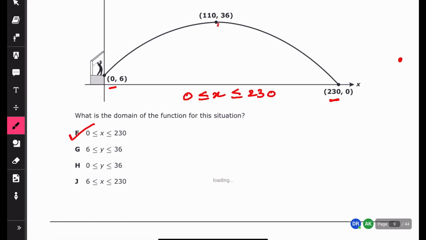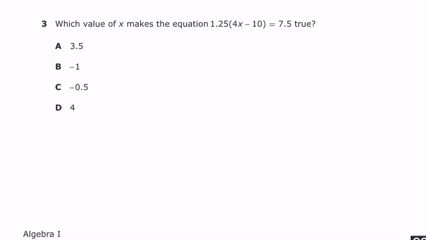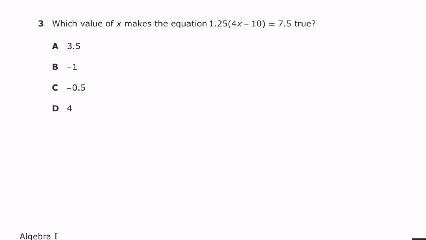Next, which value of x makes the equation 1.25 into 4x minus 10 equal to 7.5 true? So what do we do in this case? We do the distributive property, isn't it? So therefore we'll take the distributive property for this. So it is 1.25 into 4x minus 1.25 into 10 is equal to 7.5.